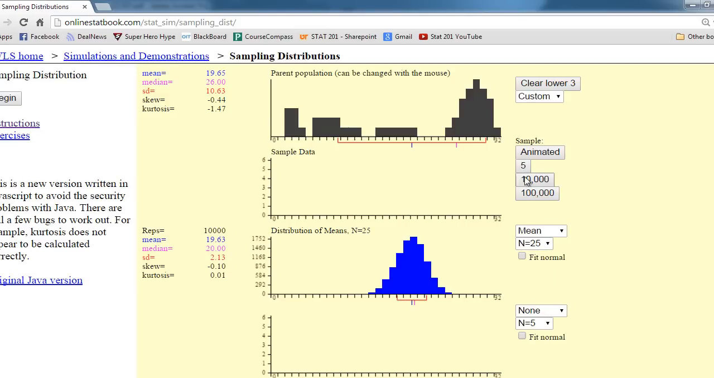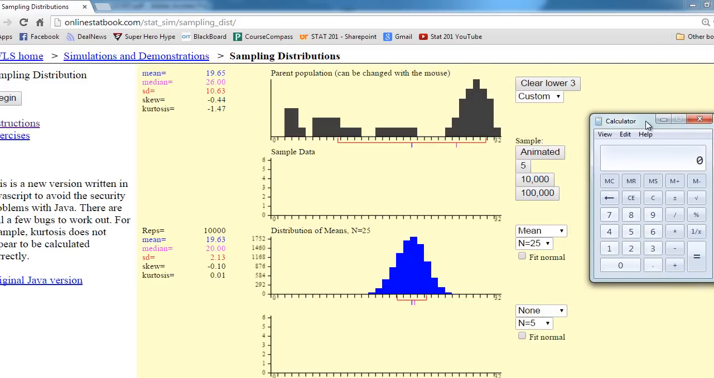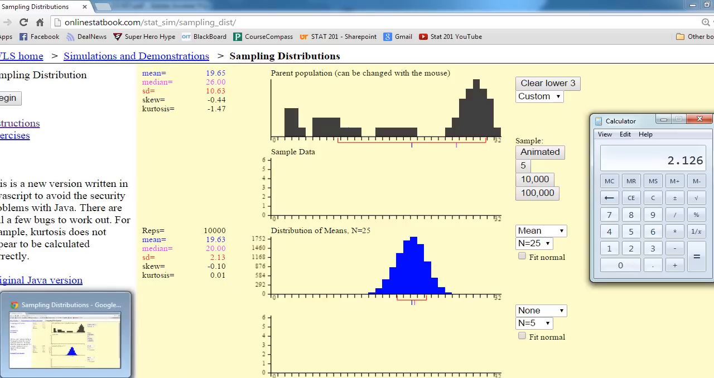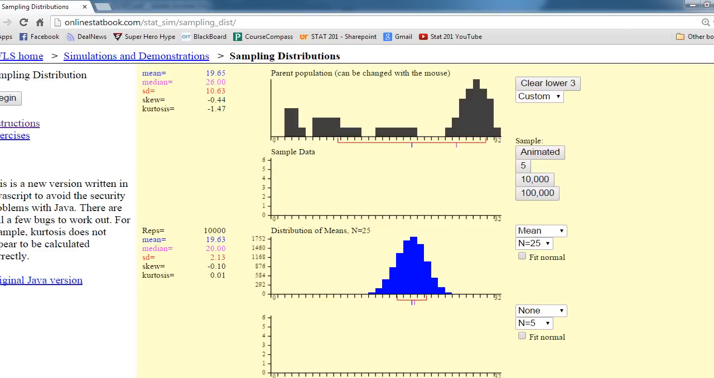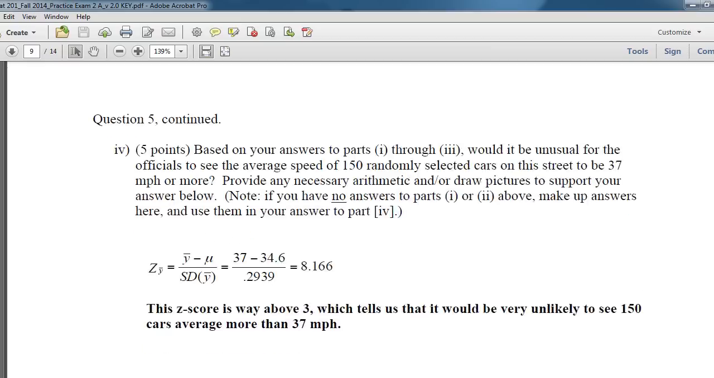And we can even test this in theory. When you take 25, the square root of 25 is 5, and we take the original standard deviation and divide it by the square root of 25, because that's our sample size, which is 5. That gives 2.126, which is our new standard deviation down here of 2.13. So definitely we are seeing this in practice right here. So the distribution is approximately normal.